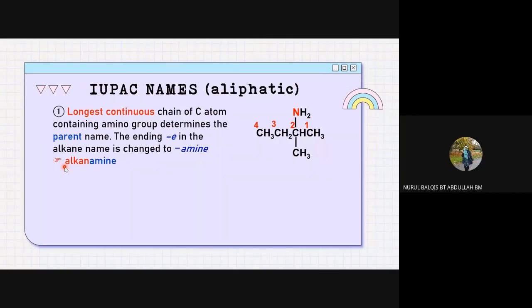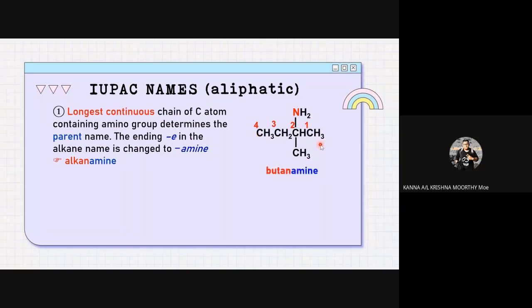Tadi butanamin tu common name. Now kita buat IUPAC. IUPAC still kena tengok parent chain. Kan? Betul tak? Okay, so ni basic dulu. Saya pun nak buat step by step. So the first step, kita akan tengok the longest carbon chain. Okay, butane. And then, kita ada N dekat dia. Jadi nama dia butanamin. The first part.